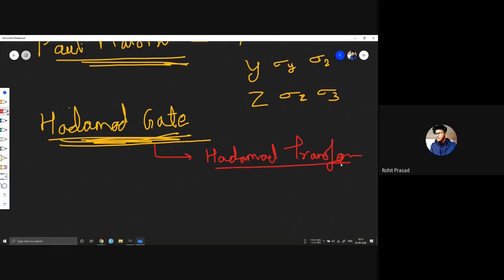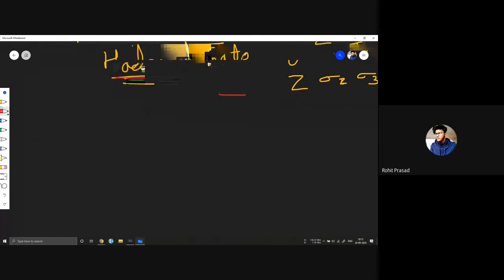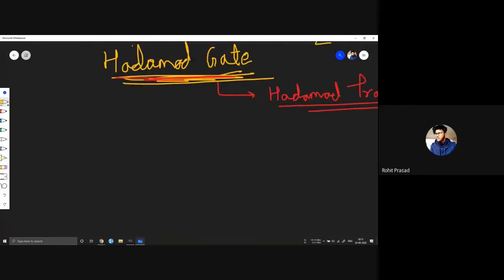You can't really call it a rip-off. It does the same thing: just by putting it on the circuit, you do this Hadamard transformation. So what does a Hadamard gate look like? It's something like this: 1 by under root 2, times the matrix 1, 1, 1, minus 1.